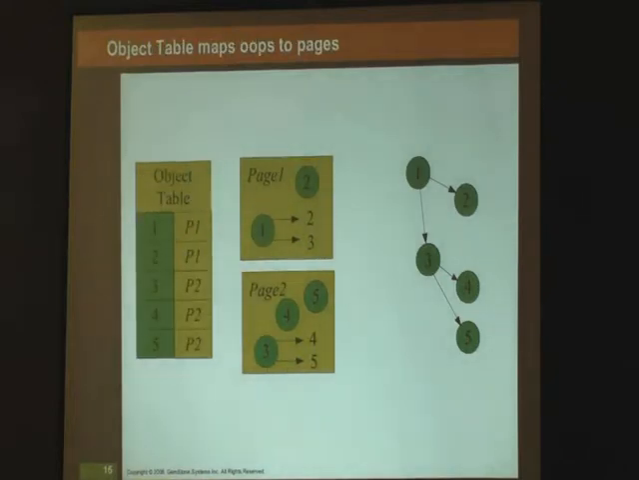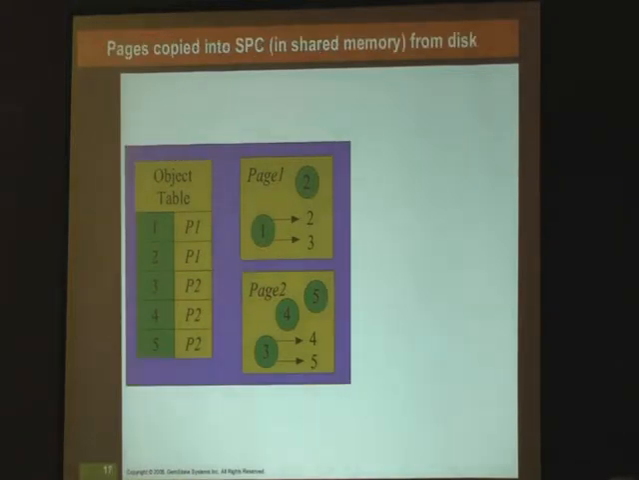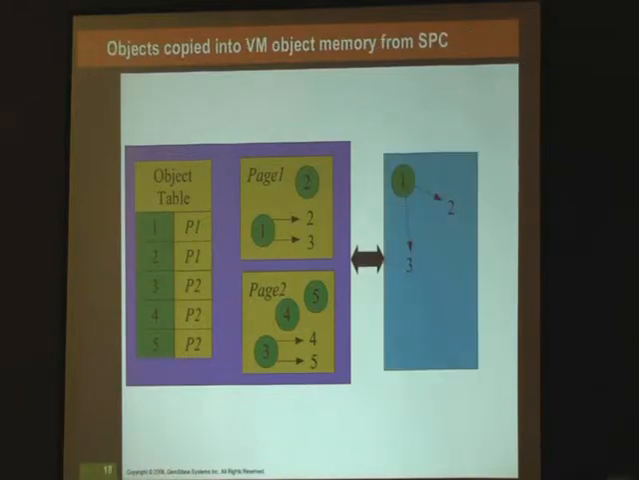That's where the object table comes into play. The object table maps OOPs to pages so that a VM knows where to find things. On the left you basically have the same thing that you have on the right, which would be something in your standard Smalltalk image. The object table is also a page-based structure, and all pages are copied directly from disk into shared memory. That's what the shared page cache does. Multiple VMs can share copies of pages in the shared page cache.